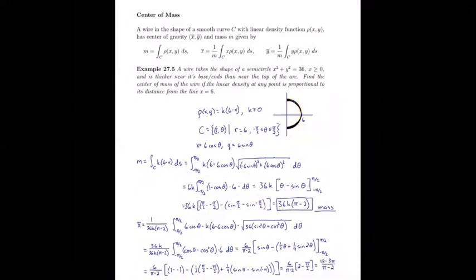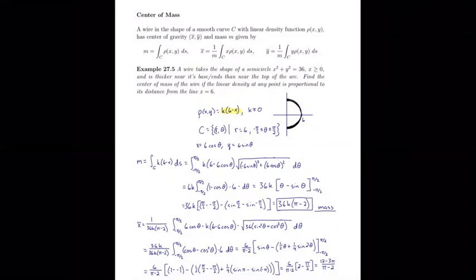We're asked to find its center of mass and its mass if the linear density at any point is proportional to its distance from the line x equals 6. So here's the line x equals 6. It's a vertical line. And our density is proportional to the distance from the line x equals 6, or from the value of 6. This is an expression of that. So the further we are from x equals 6 on this circle, the larger the density.